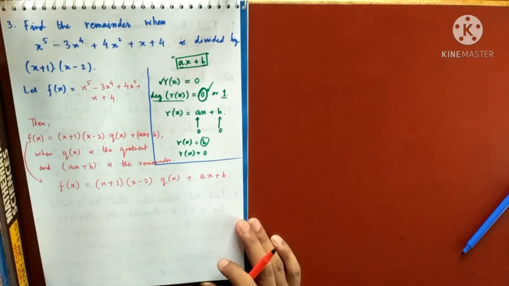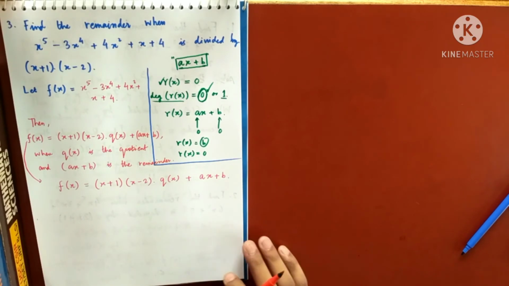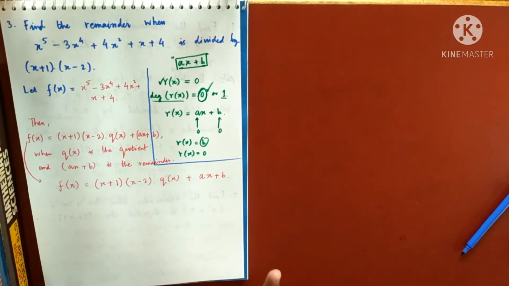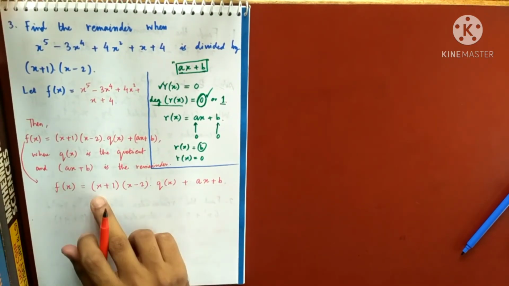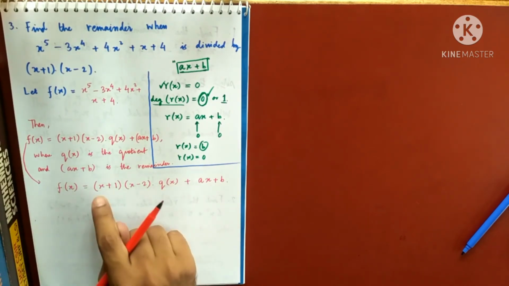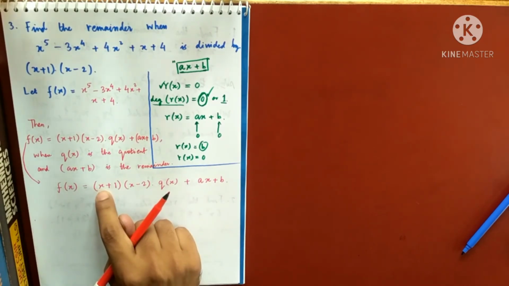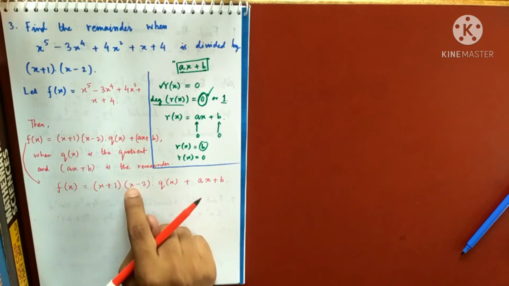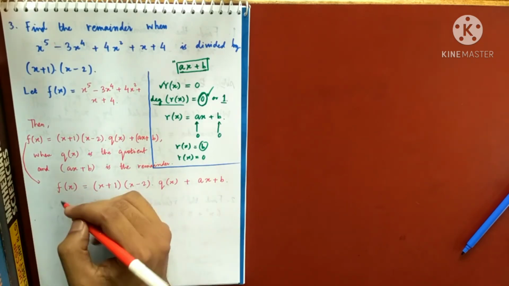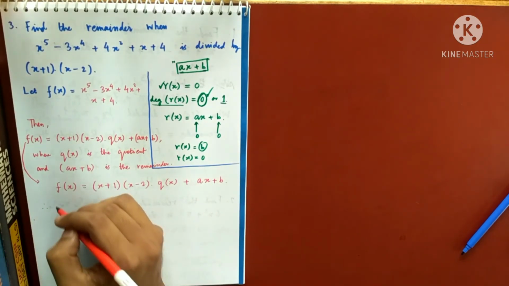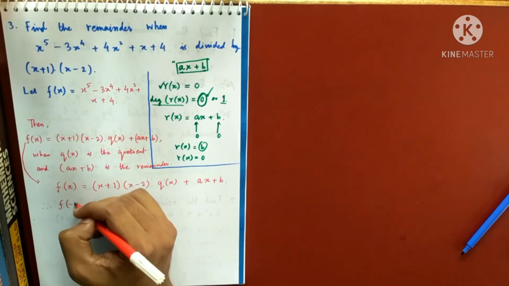Now what I'll do, I don't know anything about the question. So what I'll do, I will try to make this term 0. How can I make this term 0? By putting x equals to minus 1 or putting x equals to 2. I'll do that one by one. So I'll first put x equals to minus 1.